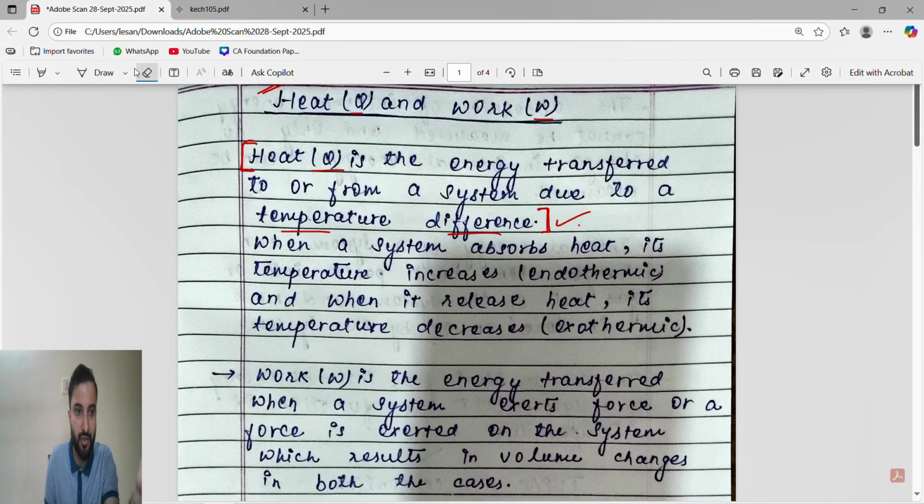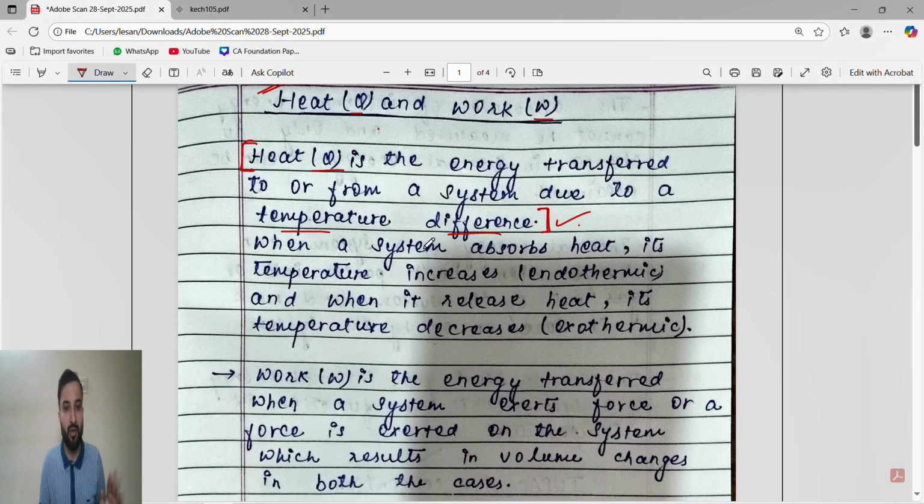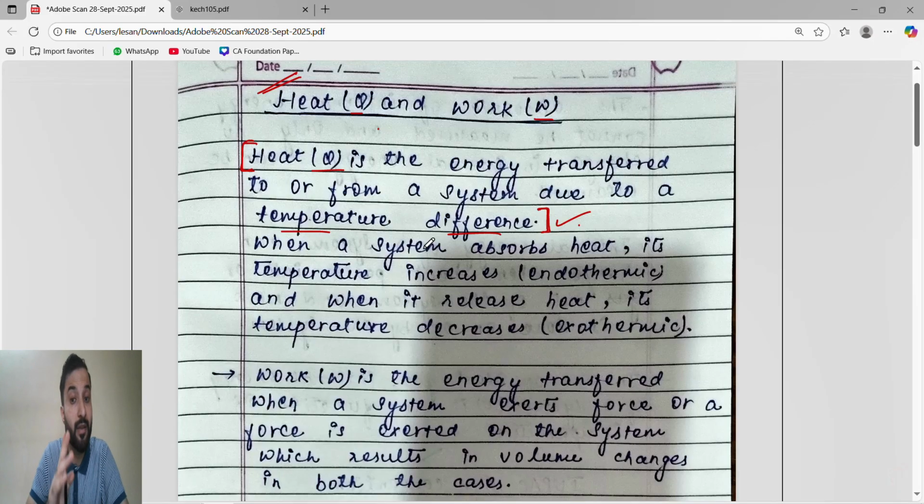It is up to you. If you understand, fine, otherwise you have to write it down. So heat is the energy transferred to the system or from the system due to temperature difference. This is a very important thing, they will ask it in the examination also. Basics are very important. If the basics are good, you can clear JEE, NEET, CET, COMEDK, CUET, any exam. The concept must be clear, the NCERT concept should be clear.